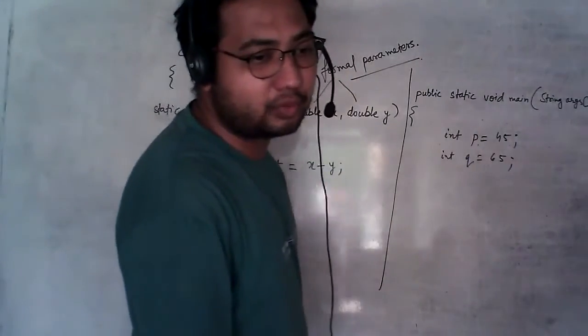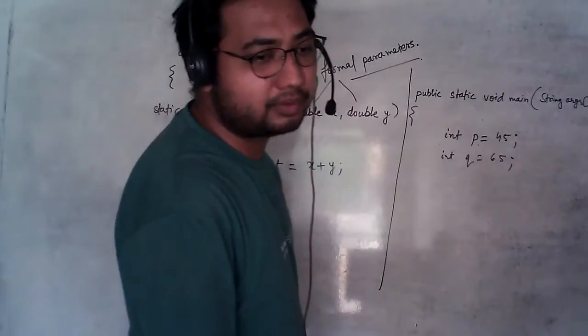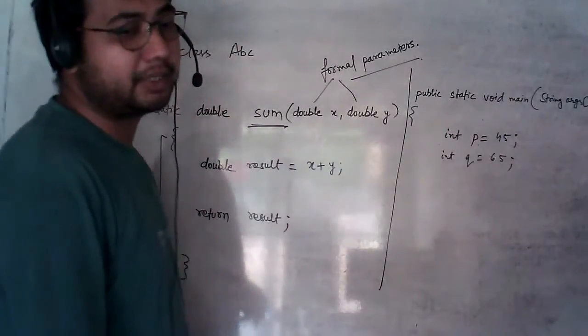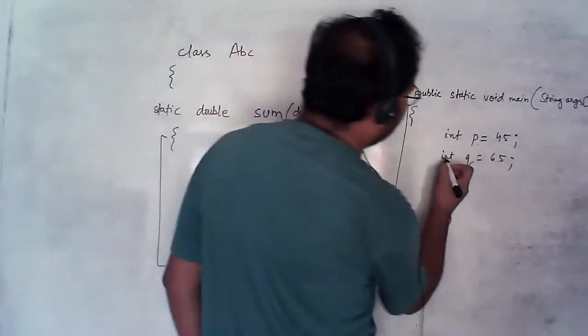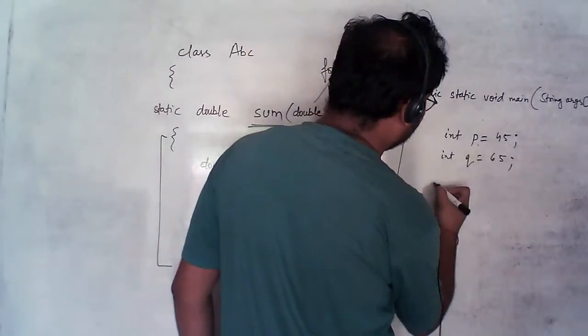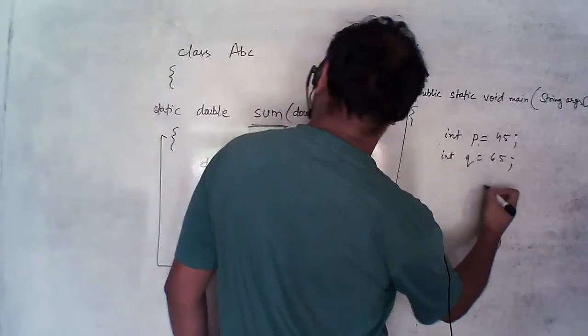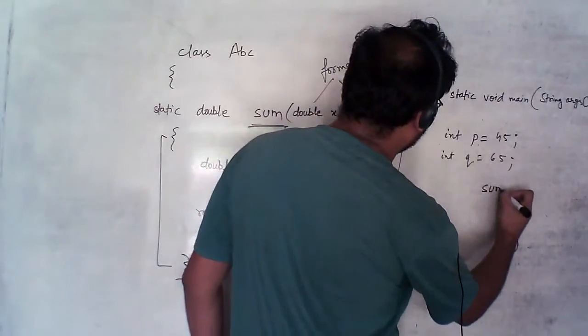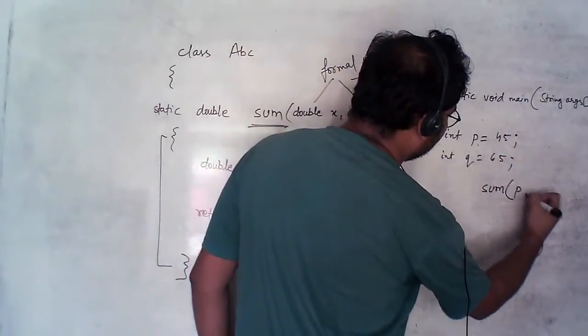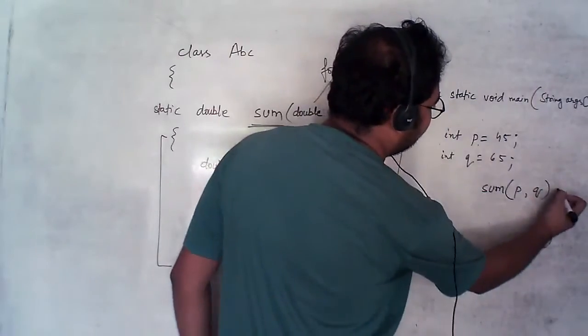Sir, we can write float type also. Yes, Pragya, you are right. We can write a float type also. No problem with that. Now what I will do is, I will call this sum function and I will pass these values p and q like this.